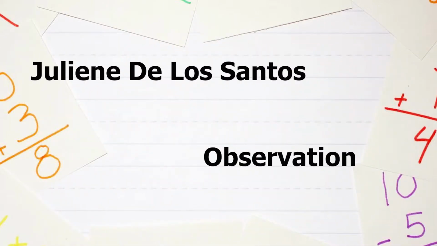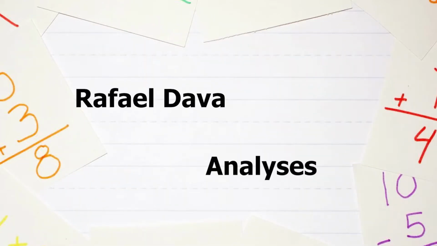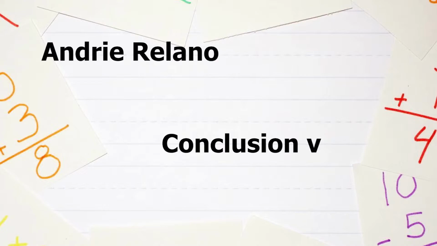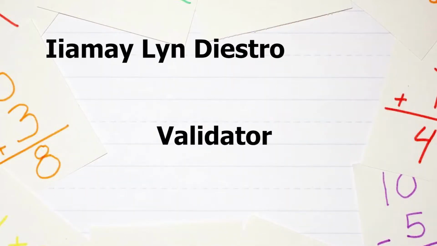For the observation part, Miss Julian De Los Santos will also show it to us on the video. For the analysis part, Mr. Rafael Dava will be responsible for this role. For the conclusion part, Mr. Mikael Fantelana will also explain their parts. And also, Mr. Andre Rilano will be showing his conclusion on the video. For the validator part, Miss Ayame Lynn Diestro will tell us if our process is correct or wrong in the video.